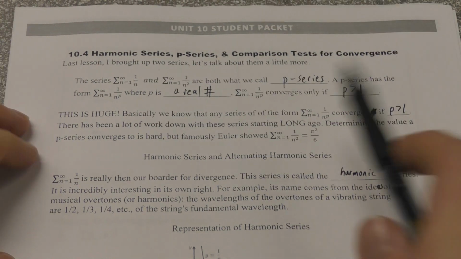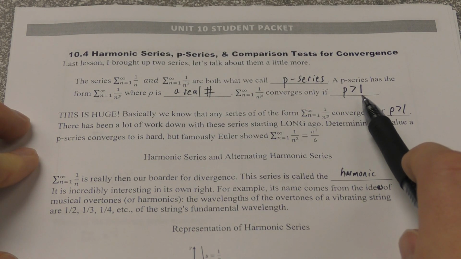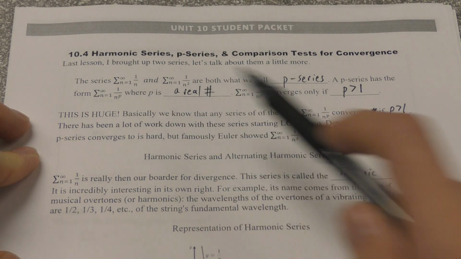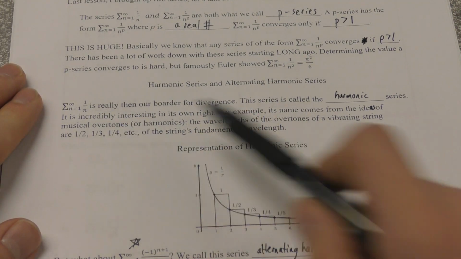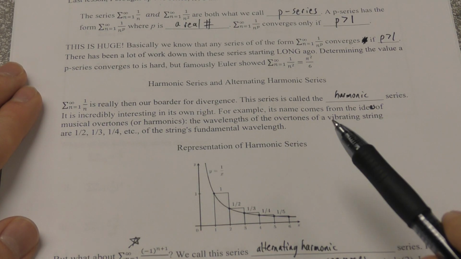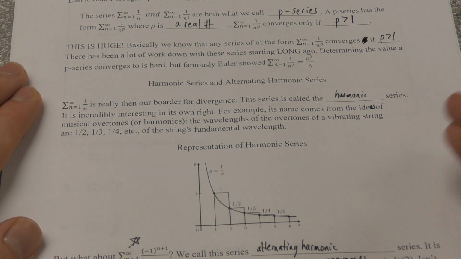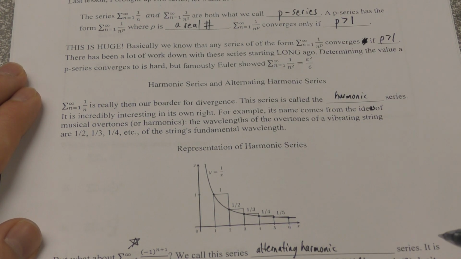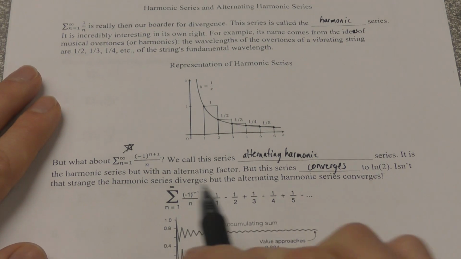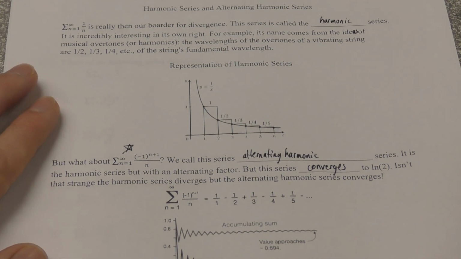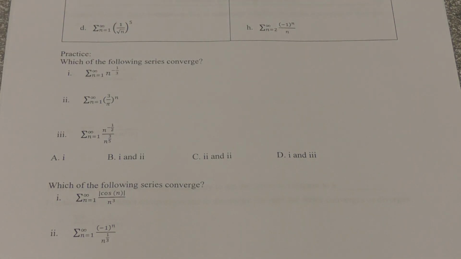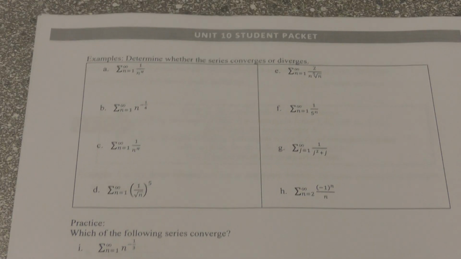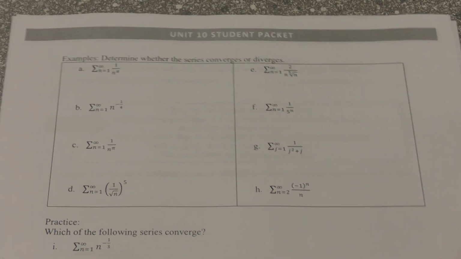We have a p-series. P-series converge if p is greater than 1. They have the structure 1/n to the p. Our harmonic series, when p is 1, diverges, okay? Important, harmonic series diverges, but the alternating harmonic series converges. All right, let's put some of this into practice, okay?